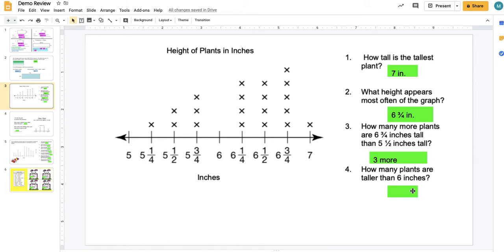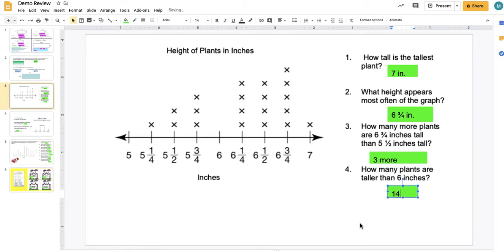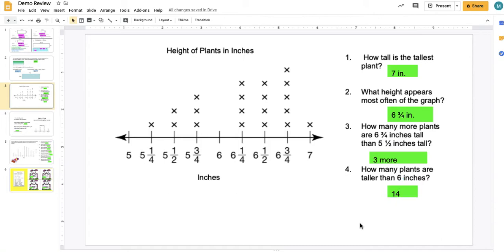And then how many plants are taller than 6 inches? So we actually have to count all the X's that are above 6 inches. 1, 2, 3, 4, 5, 6, 7, 8, 9, 10, 11, 12, 13, 14. There are 14 plants that are taller than 6 inches.